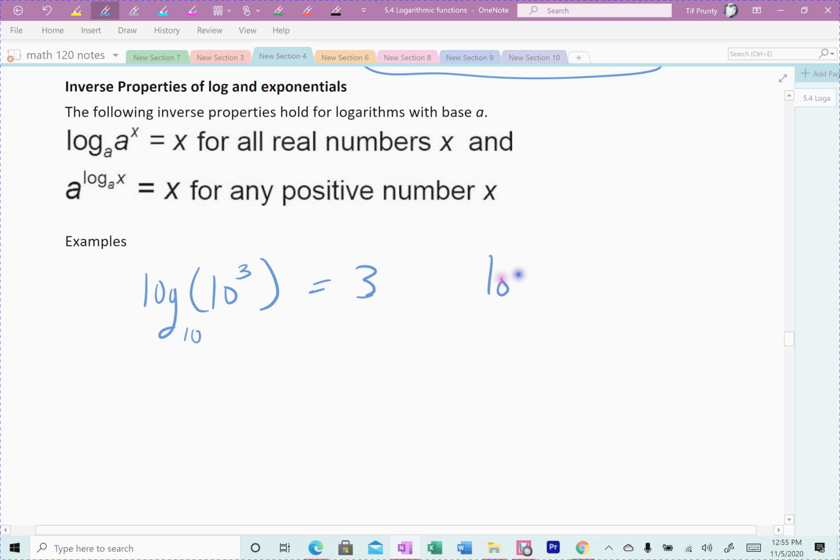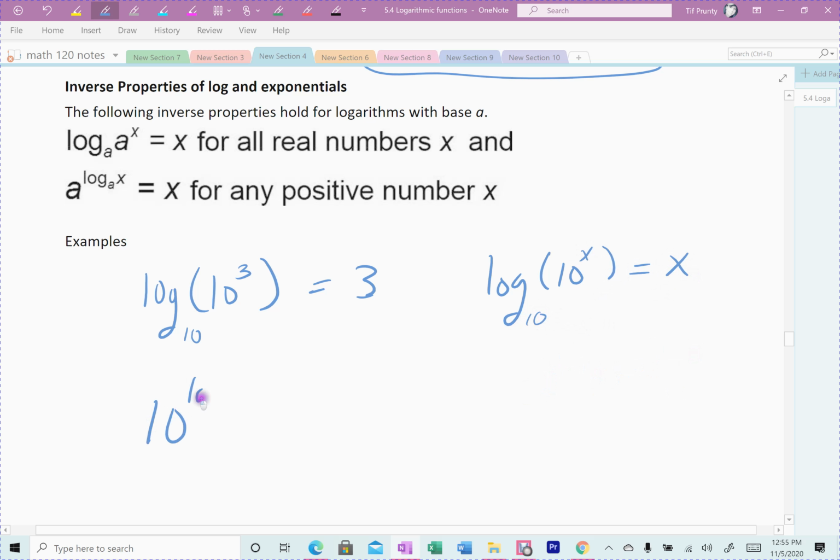But it holds true whether it's 10 cubed or not. If I just have log of 10 to the x, well, it gives me out x. It solves for x. So log base 10 of anything, because this is base 10, 10 to the x gives me out 10 to the x.